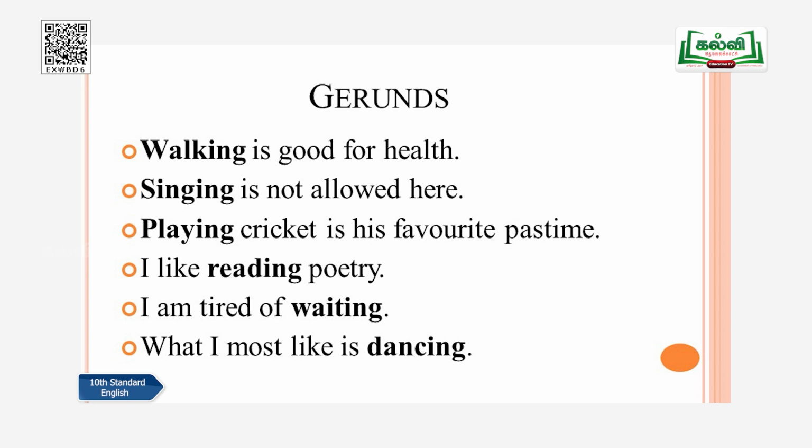And fifth sentence, I am tired of waiting. Here, waiting is a gerund and it is used as an object of a preposition. And in the last sentence, what I most like is dancing. Here it is used as a complement of a verb. Is it clear, children? So, any verb that ends in ing and that functions as a noun is known as a gerund. Walking, singing, playing, reading, waiting, dancing are gerunds here.